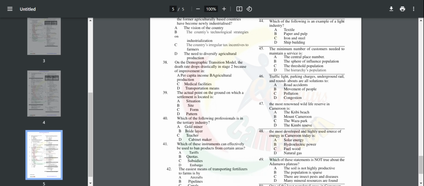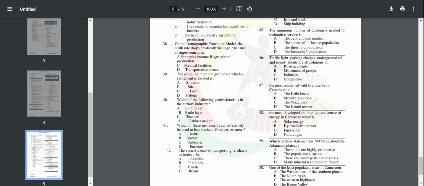Question 40. Which of the following professionals is in the tertiary industry? The answer is C, which is teacher.